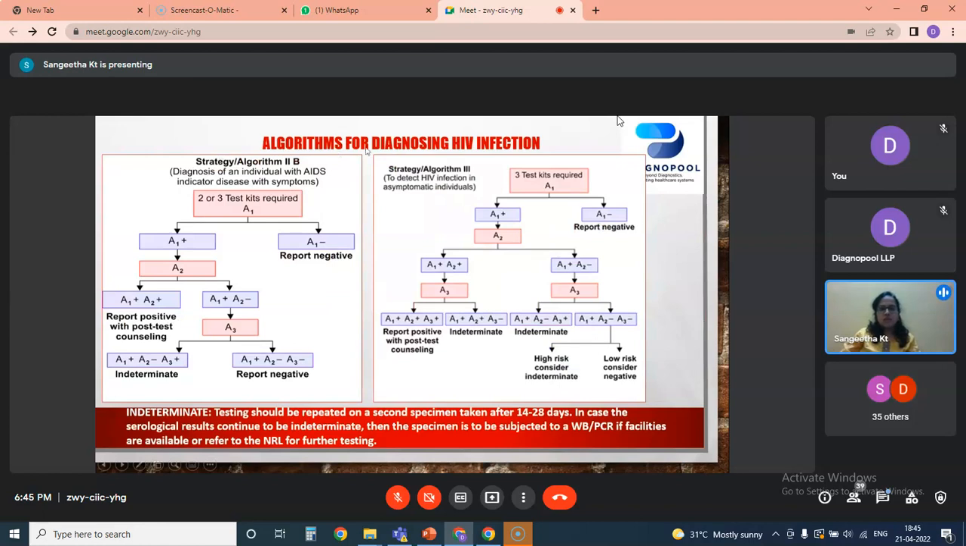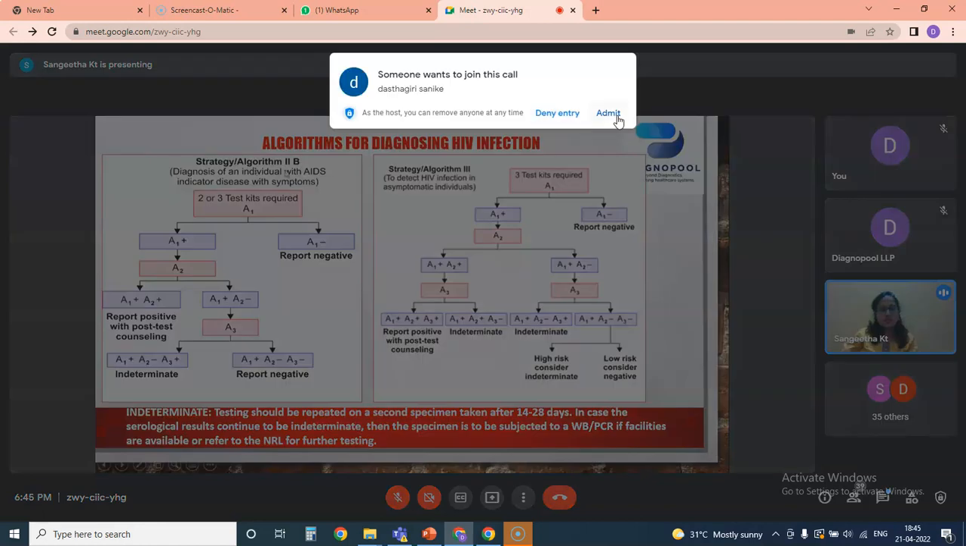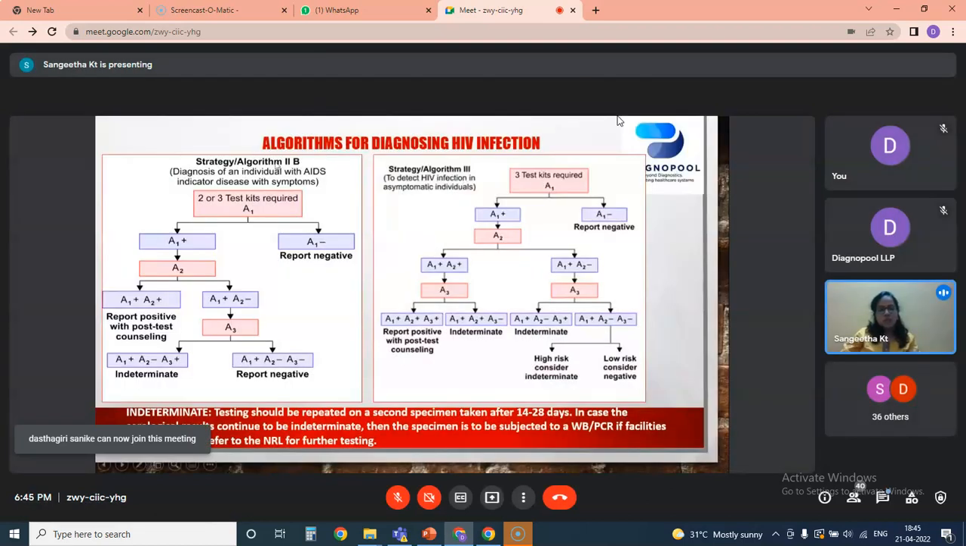Now, the tests for diagnosing HIV infection are mainly algorithm 2B and algorithm 3. Coming to algorithm 2B, it is mainly used for diagnosis of an individual with an AIDS indicator disease with symptoms. So in a symptomatic patient, if a healthcare provider thinks the patient has any AIDS-defining disease or symptoms suggestive of AIDS, we need to follow algorithm 2B, where we use two or three test kits. I am again stressing the point: the first test should be highly sensitive, whereas the second and third should be highly specific, and they should be able to distinguish between HIV 1 and HIV 2 antigen.